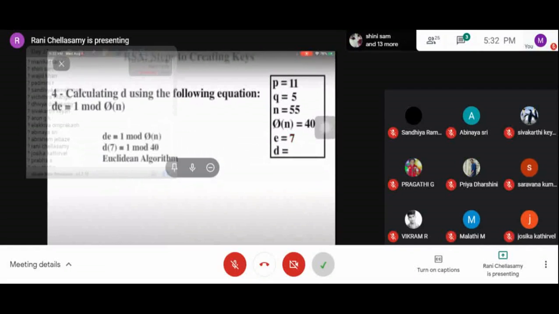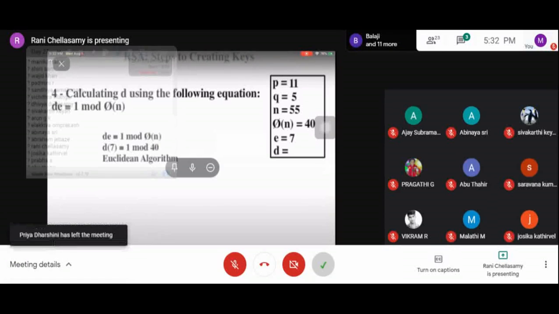In the fourth step, you have to calculate D using the following equation: D times E equals 1 mod phi of n. Substitute the value of E, which is 7. So D times 7 equals 1 mod phi of n, which is 40. Now calculate D times 7 equals 1 mod 40.